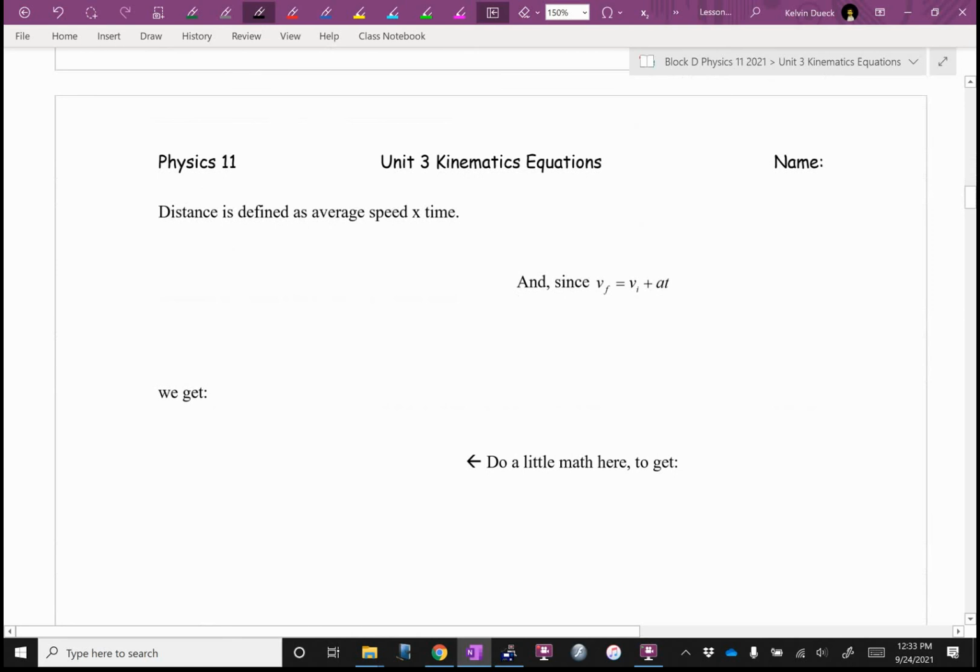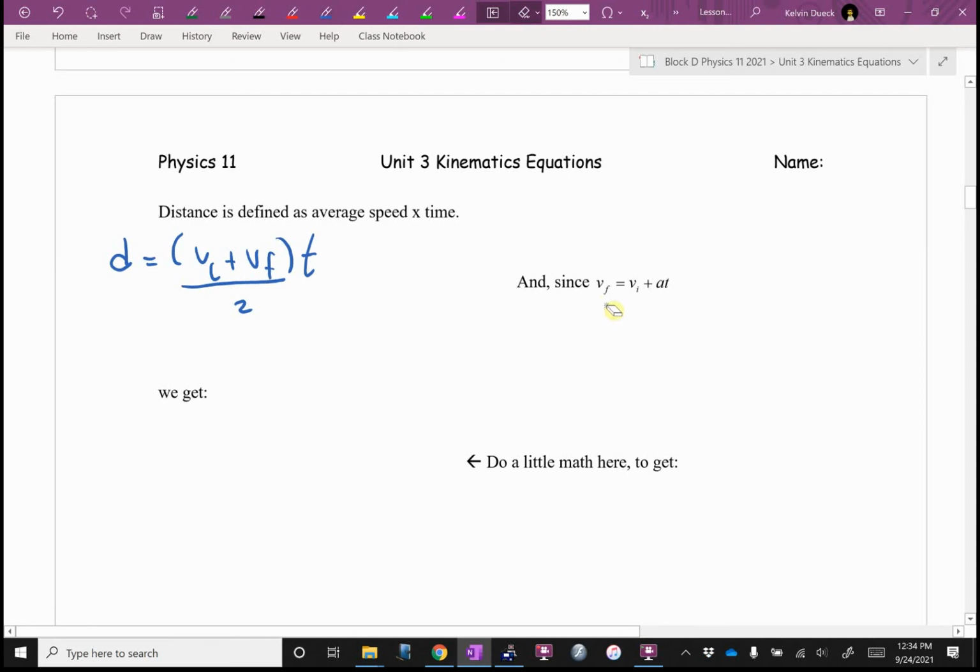And then, now I'm going to turn the page. We're going to start out with this equation, the second one that we just got. D equals bracket VI plus VF over 2 times T. But now, Eric, I'm going to combine that equation with the first one, VF equals VI plus AT.